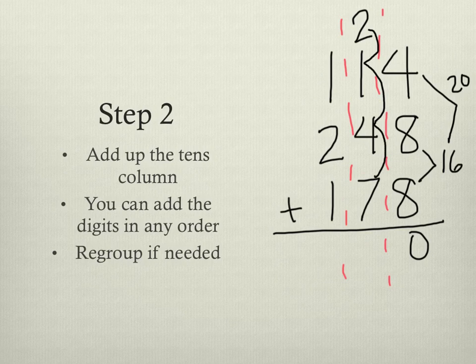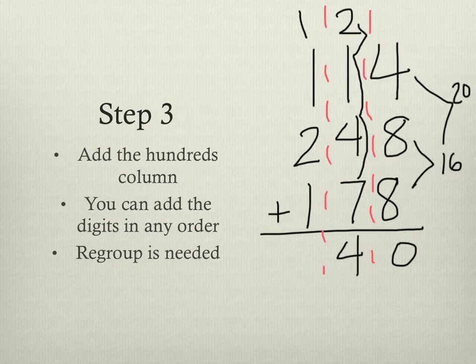14 is more than 10, so I need to put my 4 in the tens column and my bundle of 10 tens up to the top. There we go. Now I'm ready for step number 3. Okay, step number 3, we're going to add the hundreds column. Remember, you can add the digits in any order, and we're going to regroup if needed.